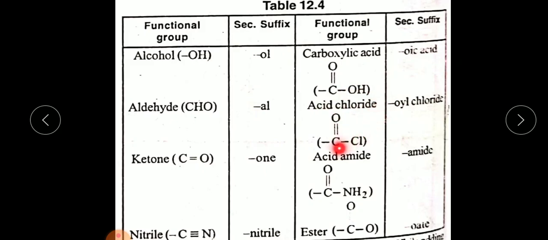Acid chloride, COCl, is written as oyl chloride. Acid amide is written as amide. Ester is written at the end as oate. This is C double bond O, and this is O. So these are the important functional groups of organic compounds, and we need to know how we write down these compounds.